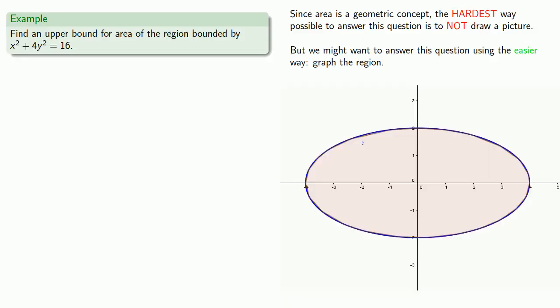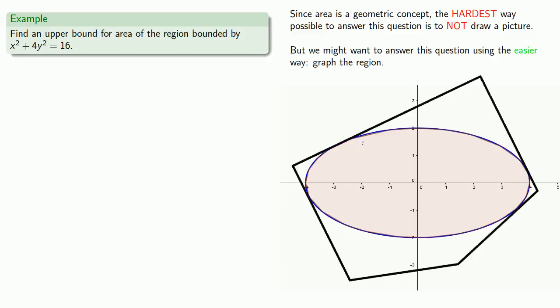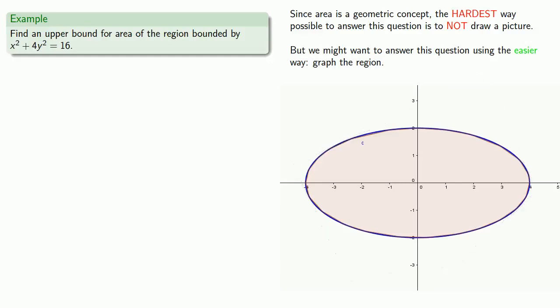Once we have the region, it's a lot easier to figure out an upper bound for the area. Remember, the upper bound is going to be an area that the region is guaranteed to be smaller than. So let's throw down a larger figure, and if we can calculate the area of this figure, then we know an upper bound for the area of the region. And that's the problem. We have to know the area of the enclosing figure. So instead of using this figure, whose area we don't really know, we might use a different figure whose area we do know.